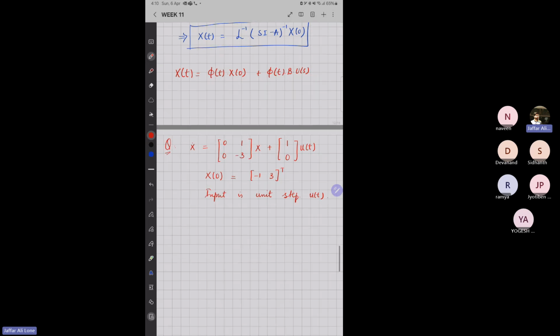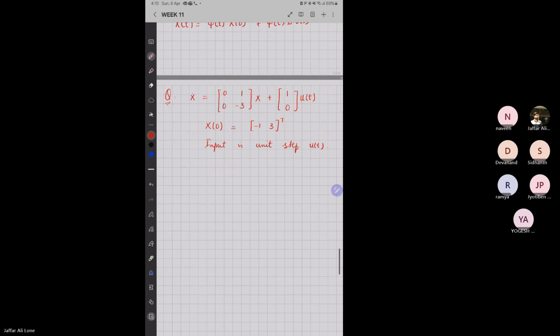Now, first you're being asked to find phi of t, and also find x of t. Before you find x of t, you need to find phi of t, because that will be used to calculate x of t. So let's solve it. I'll solve it quickly.